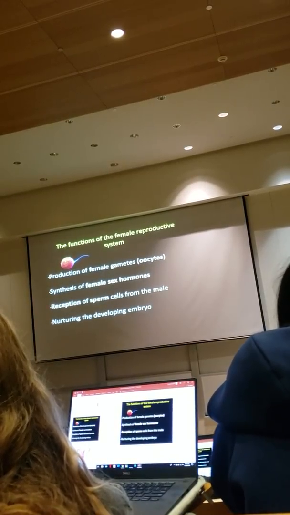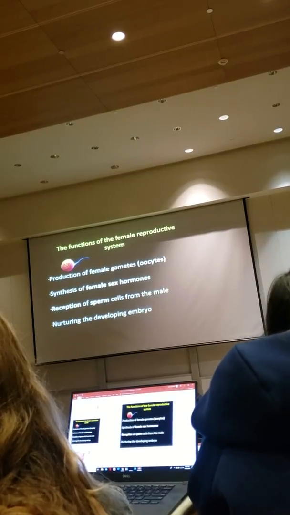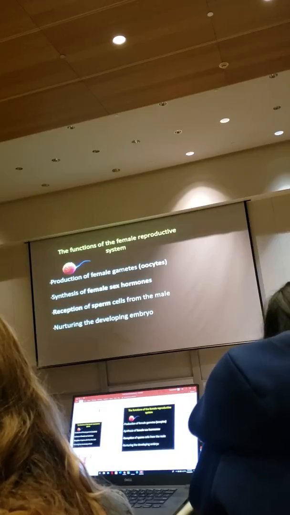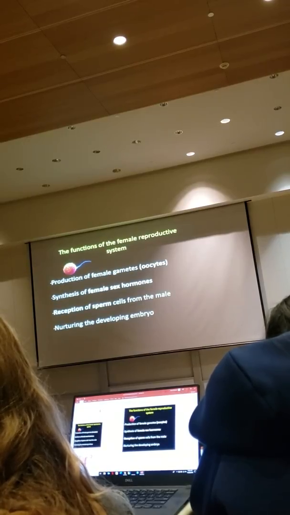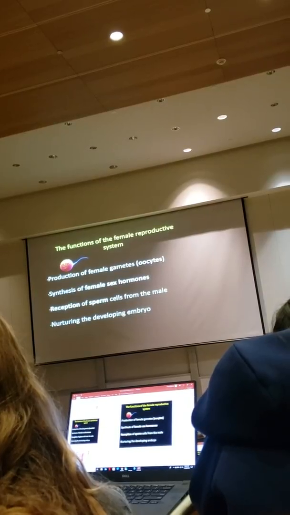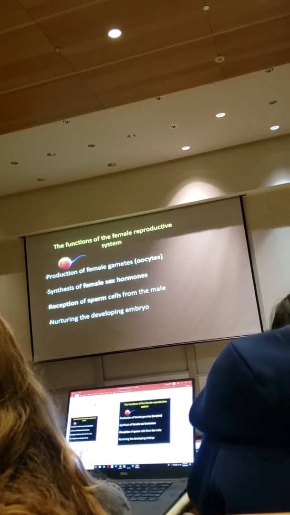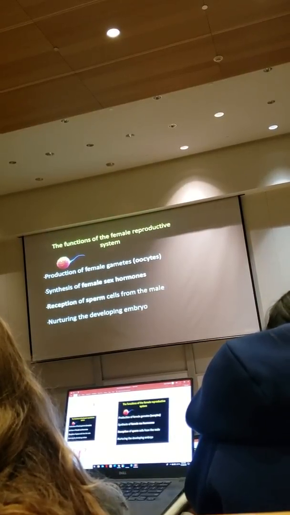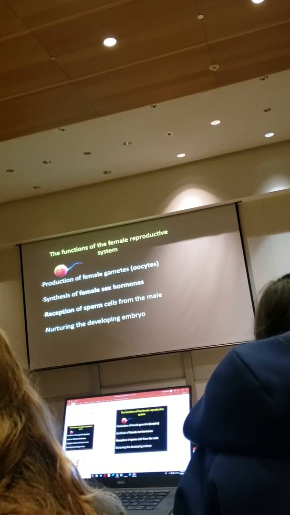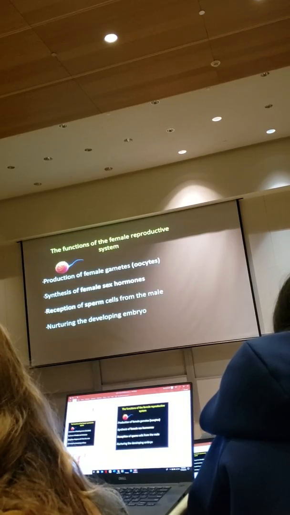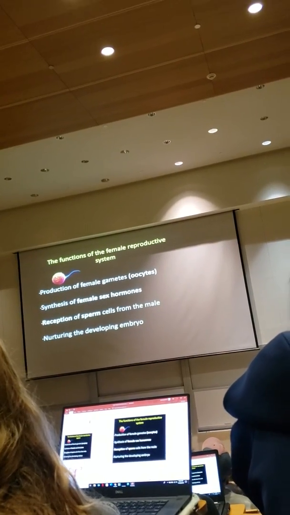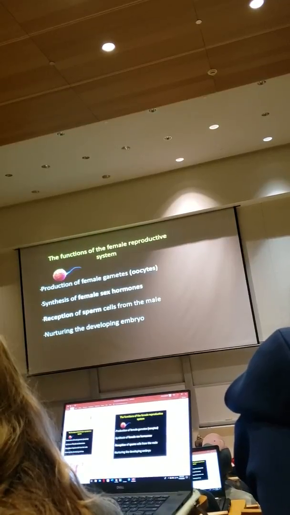We talked about the male reproductive system being responsible for propelling the sperm from the testis all the way to the outside and hopefully into the female reproductive system. The female reproductive system is going to help the sperm cells, but only the best sperm cells, to make it up towards the fertilization area. The final function is very different. And that's nurturing the developing embryo.